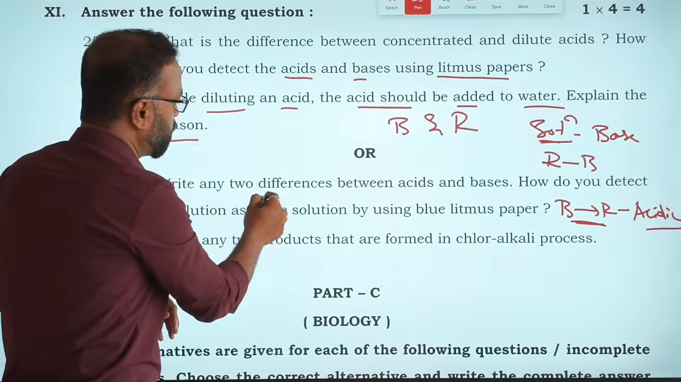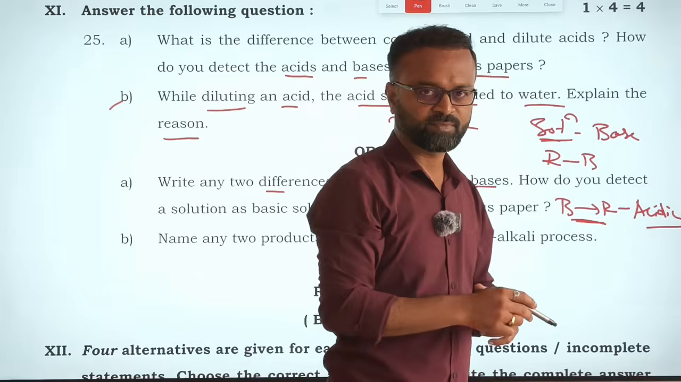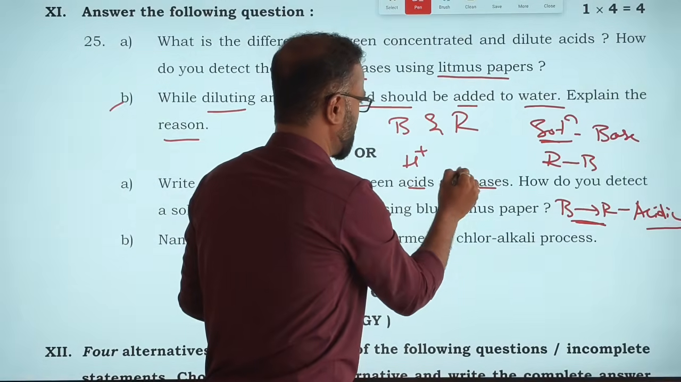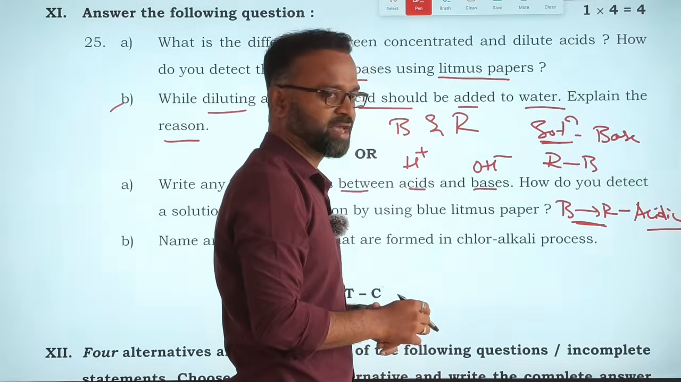Now, write any two differences between acids and bases. Acids produce H+ ions, bases produce OH- ions.